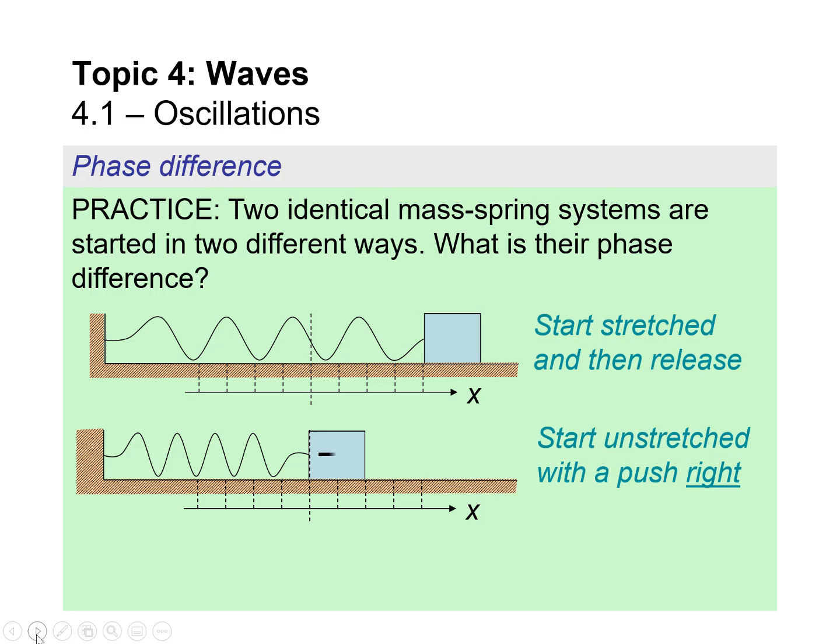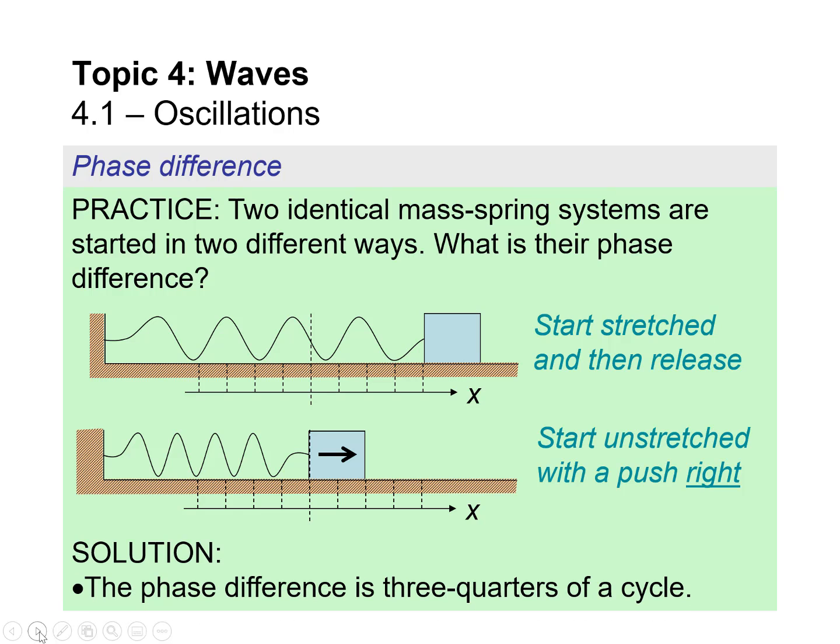Here's another example. Here we have stretched and released, and then unstretched with a rightward push. What's the phase difference going to be? Well, we can just see how much we would have to shift the first one to get in sync. And it's going to be 3/4 of a cycle. We've got to go to equilibrium, to the leftmost, the most compressed point, then back to equilibrium, moving right.